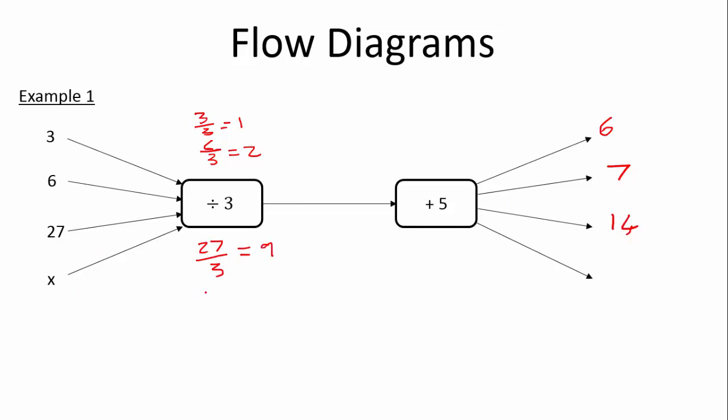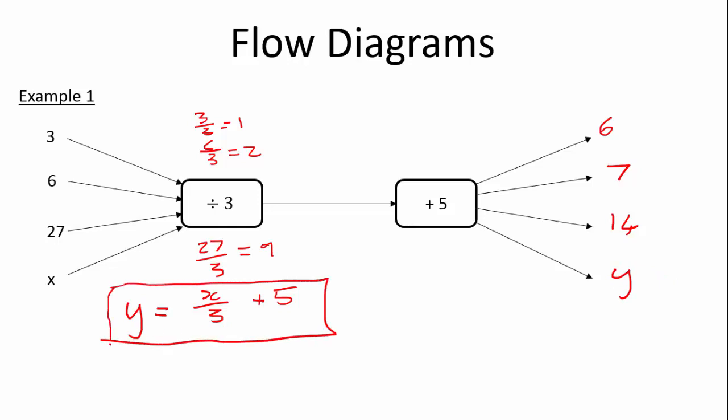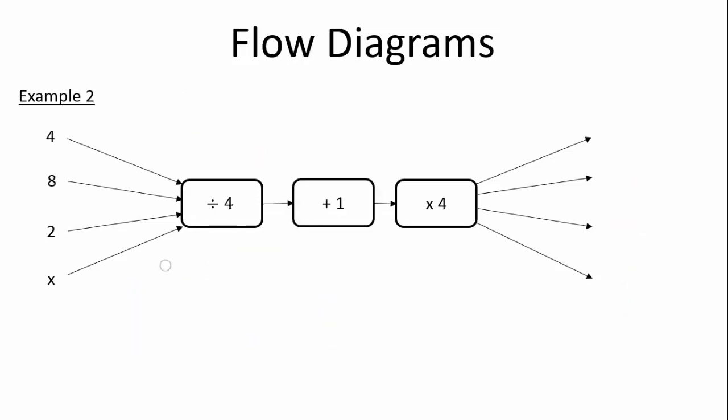And lastly, x divided by 3, plus 5, and that is our answer. Remember, this is y, so our answer is y. So y is equal to x divided by 3 plus 5. Right, let's have a look at another example. So we completed the spider diagram there.